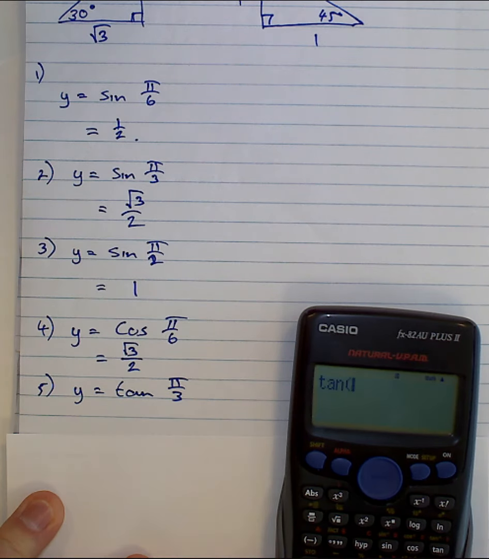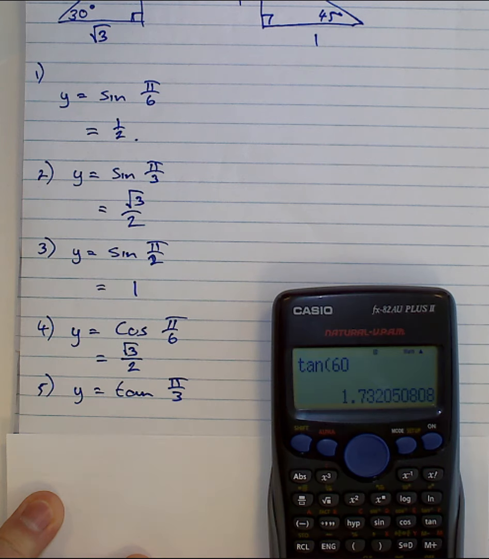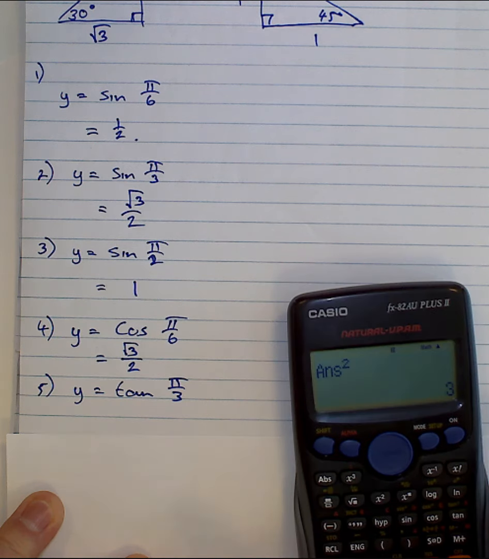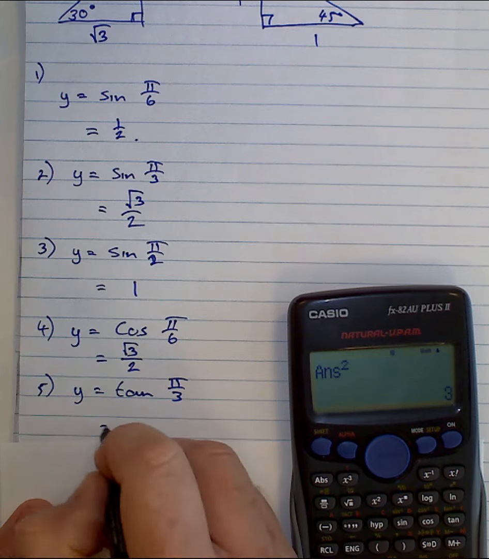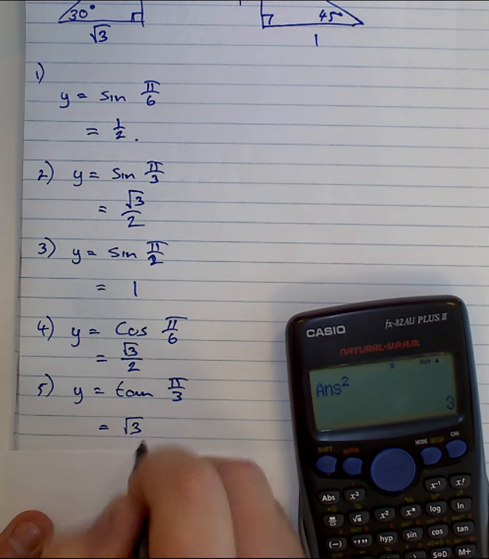So tan of 60 equals this. Again, I get a decimal answer. If I square this, I get the answer 3. But I know I've got to take the square root. So if I use my triangle, I'll get root 3 on 1, which is just root 3.